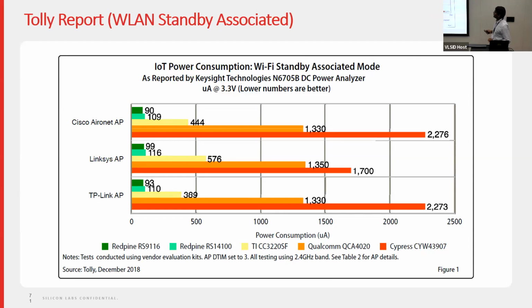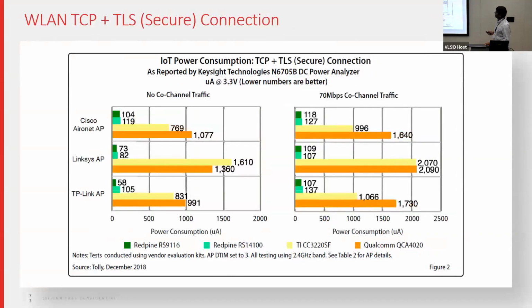This is in the standby associated mode. The module is connected to the access point, and it stays still. It doesn't transmit or receive any data. So these numbers are in Wi-Fi standby associated. And these are once connected, and there is some data going, some TLS data, which is secure, and these are all measured at 3.3 volts. As you can see, there is no co-channel traffic and 70 Mbps co-channel traffic.